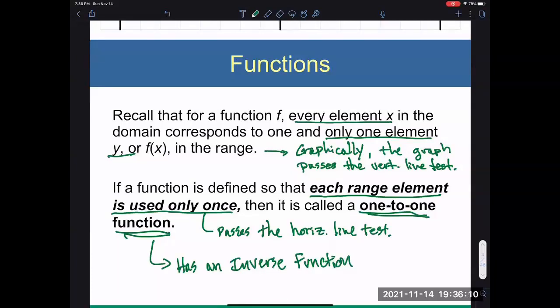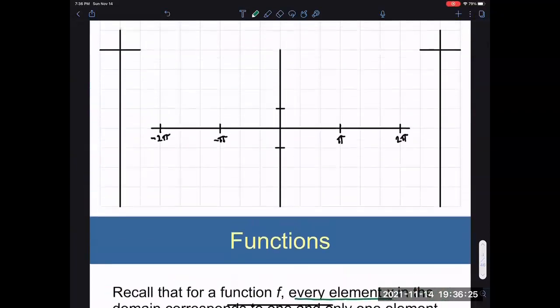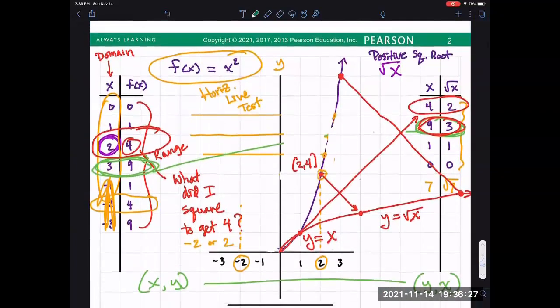So the vertical line test, when you apply that to a graph, tells you the graph is a function if it passes. And the horizontal line test, when you apply that to the graph of a function, tells you if that function has an inverse function. And so going back to our parabola, when the parabola originally had two arms going up, it failed the horizontal line test.